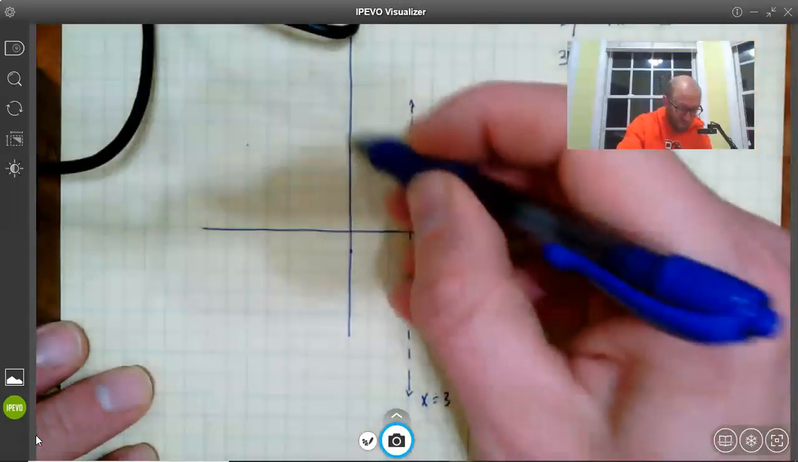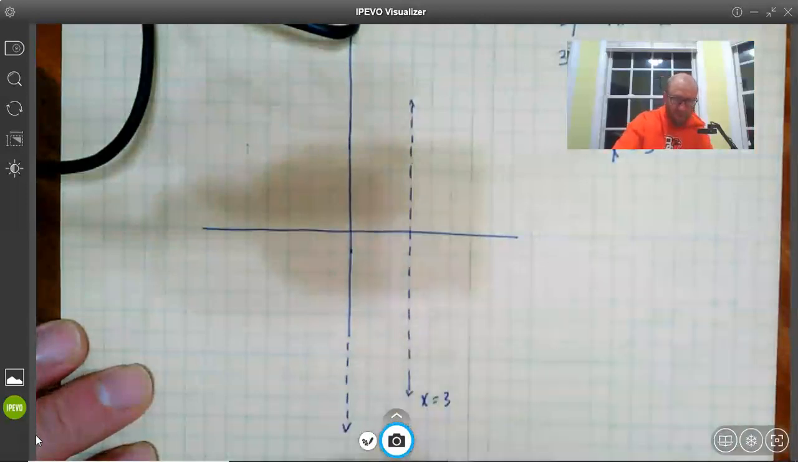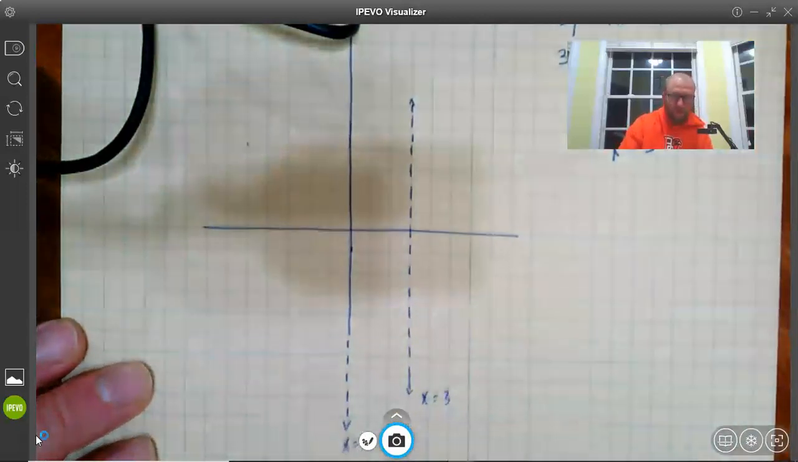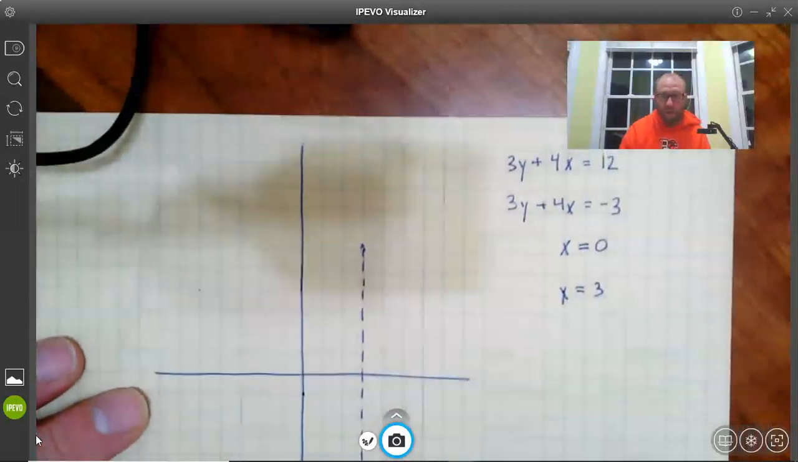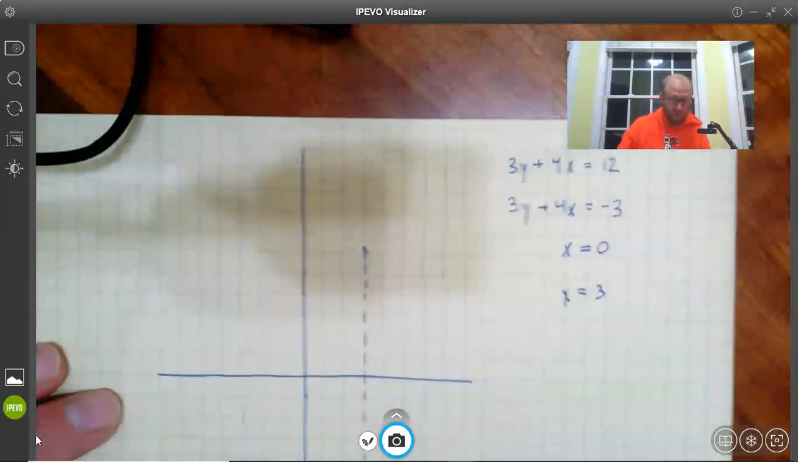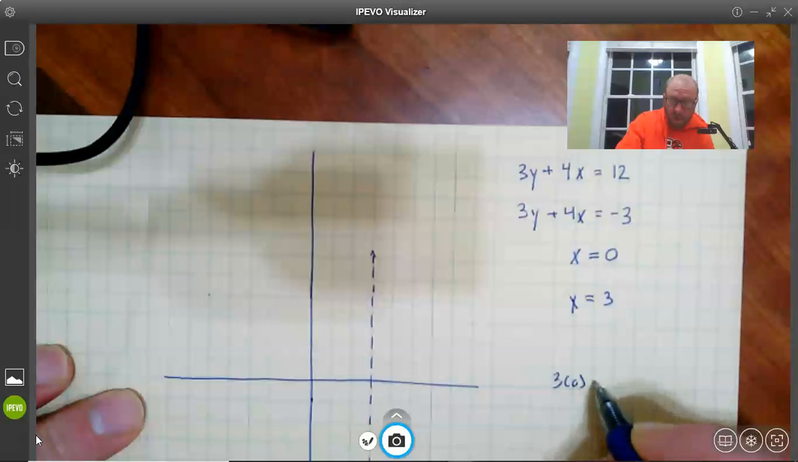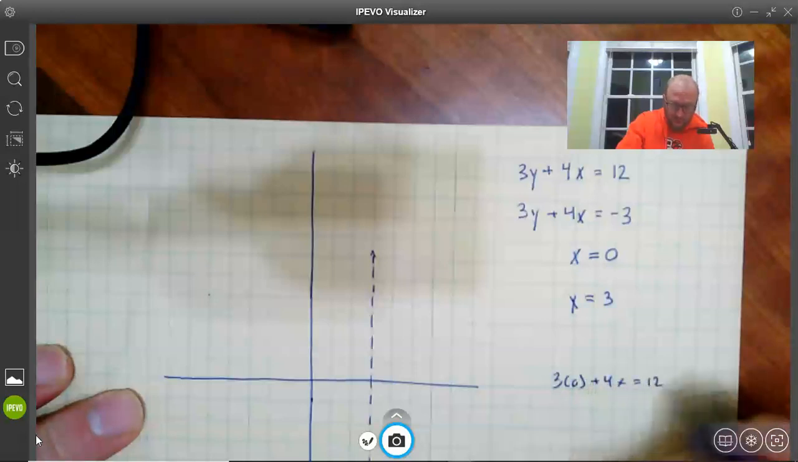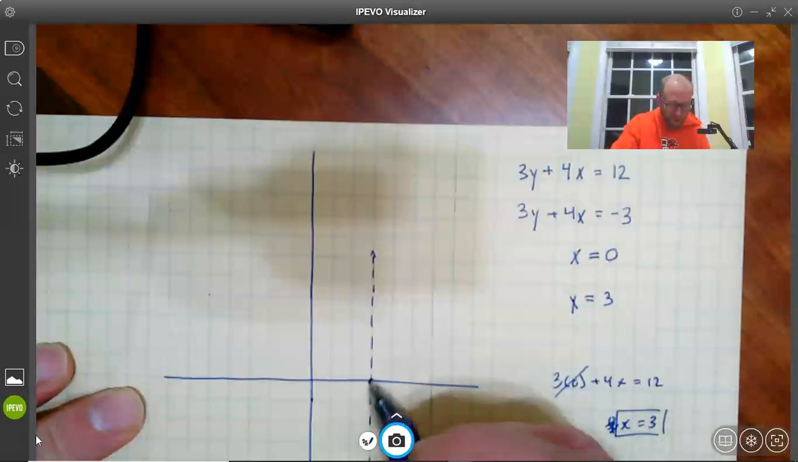And x equals 0. That's just the y-axis. So I'll put x equals 0. And now I've got this line 3y plus 4x equals 12. Well, let's use our intercepts. 3 times 0 plus 4x equals 12. That cancels out. Divide by 4 on each side, and x equals 3. So this line crosses at x equals 3.